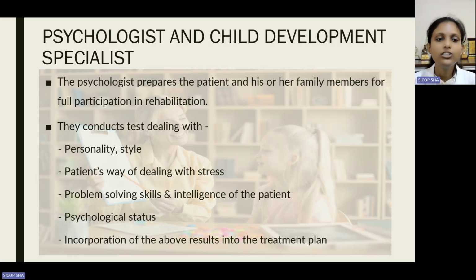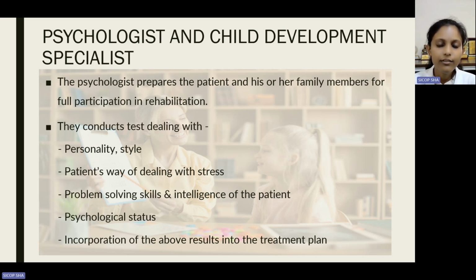Next is the psychologist and child development specialist. The psychologist prepares the patient and his family members for full participation in rehabilitation. While the rehab is going on, the patient may think that 2 months are over and he still has to do exercises and get the training. So it is the role of the psychologist to keep him mentally healthy by preparing him to stay focused on the rehabilitation.